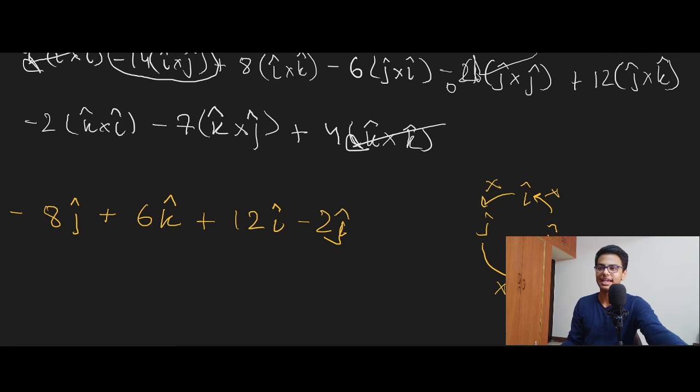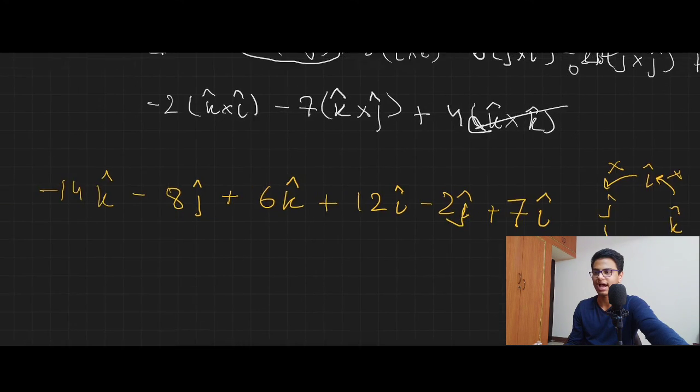So K cross J is, what did I do over here? Did I mark it something wrong? No. I didn't write it itself. So this is going to be seven I cap. All right. This makes it seven I cap.